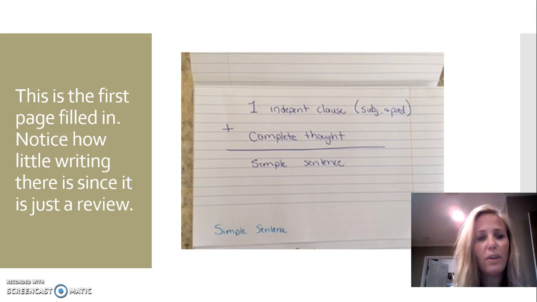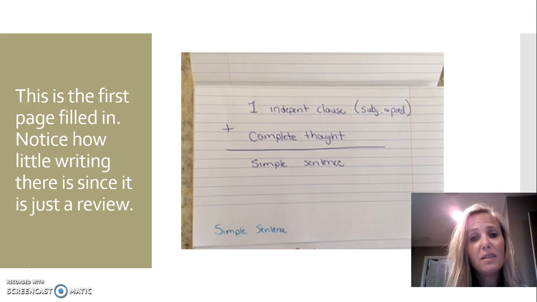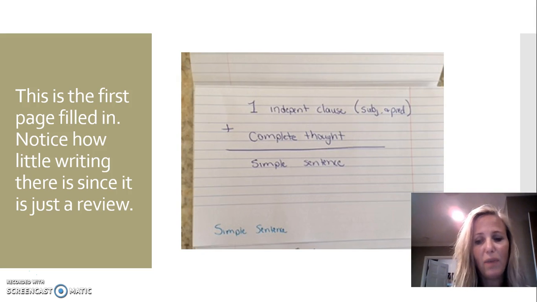Now we've covered simple sentences enough, so on the simple sentence page, this is all I want you to write. One independent clause, parentheses, subject and a predicate, plus a complete thought equals a simple sentence. That's it. If you need to pause, pause. If not, write it quick, and then you can move that flap.